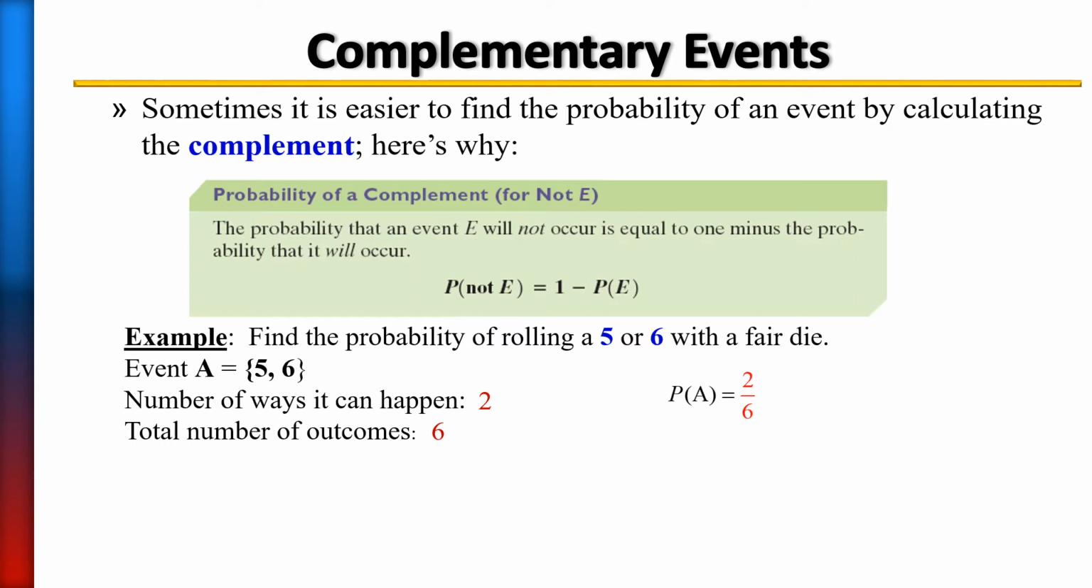But for now, I'm just going to leave it that way because what I want to find is the probability of not rolling a 5 or 6. So all we have to do is take that probability of 2/6, that's the probability of getting a 5 or 6. If you go 1 minus 2/6, you're going to get the probability of not getting a 5 or 6. So let's go ahead and do that.